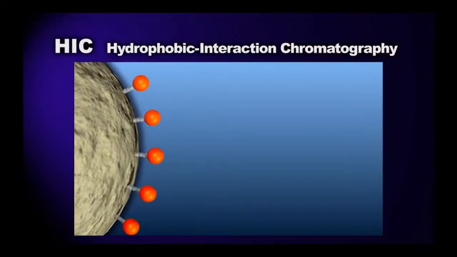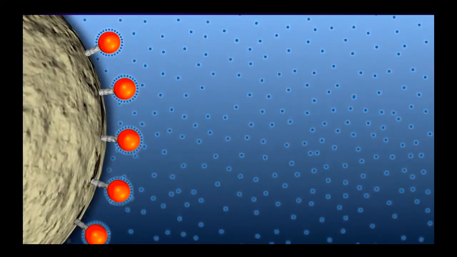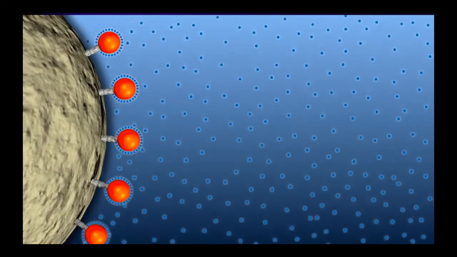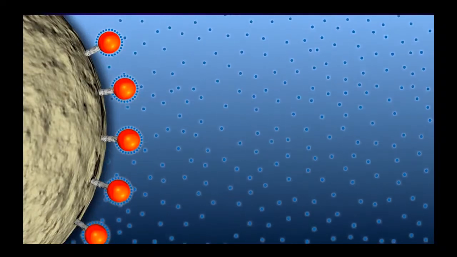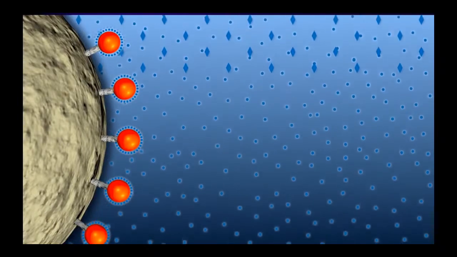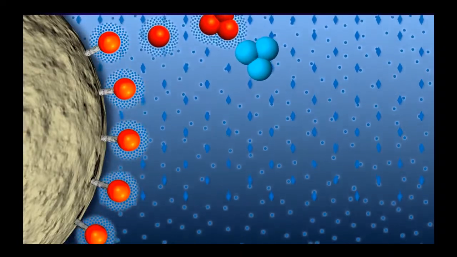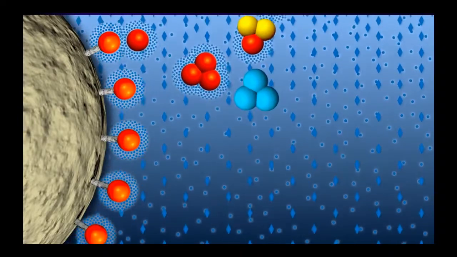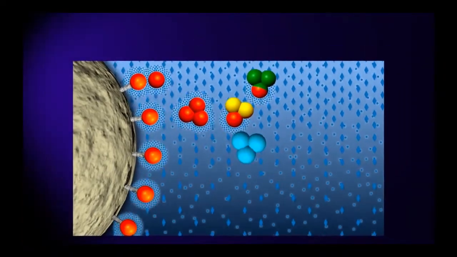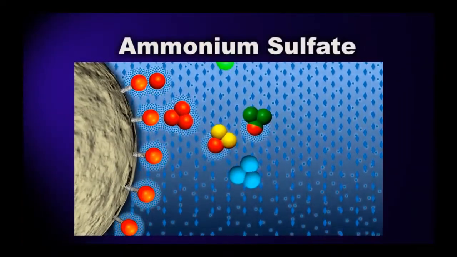Hydrophobic interaction chromatography is based on the principle that hydrophobic chemicals on the resin surface will bind to hydrophobic patches on the GFP protein. In order for this to occur, the resin and protein eluate have to be in a high salt environment to remove the water shielding. The salt we use is ammonium sulfate.